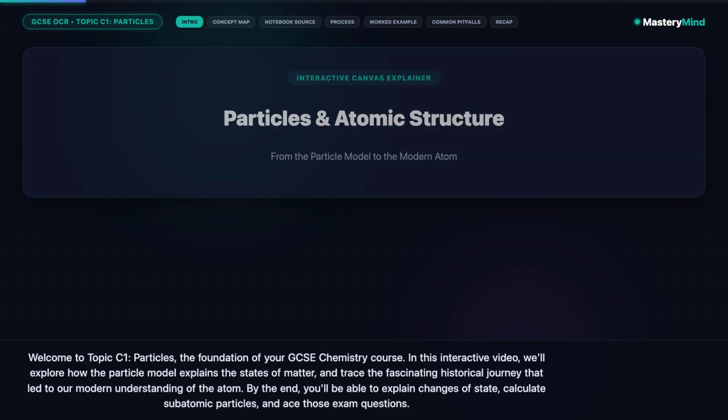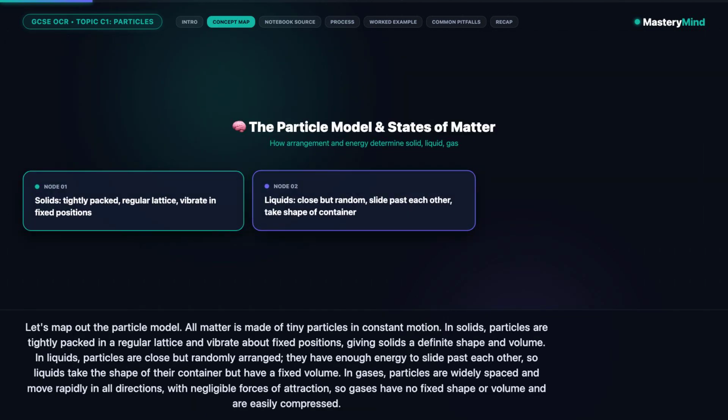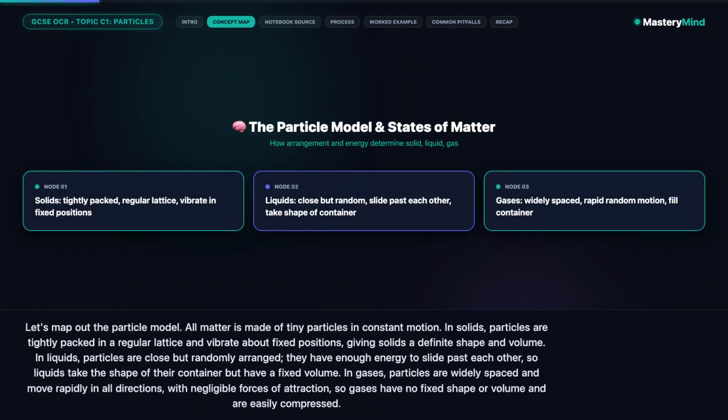Let's map out the particle model. All matter is made of tiny particles in constant motion. In solids, particles are tightly packed in a regular lattice and vibrate about fixed positions, giving solids a definite shape and volume. In liquids, particles are close but randomly arranged.